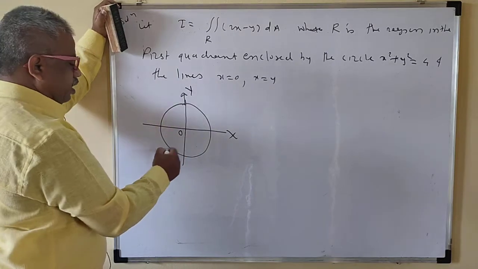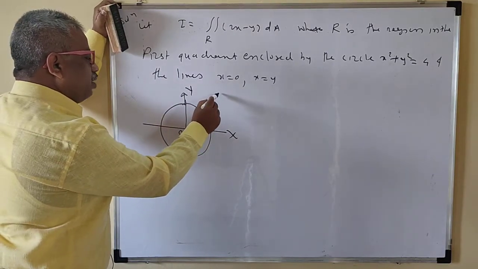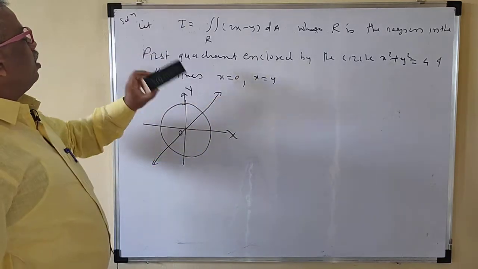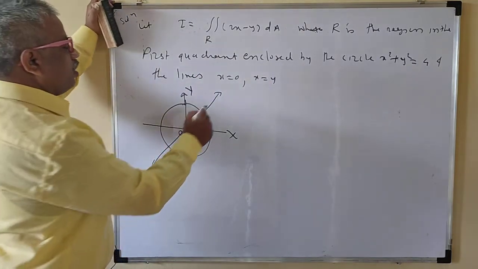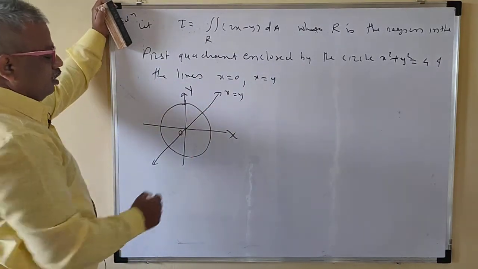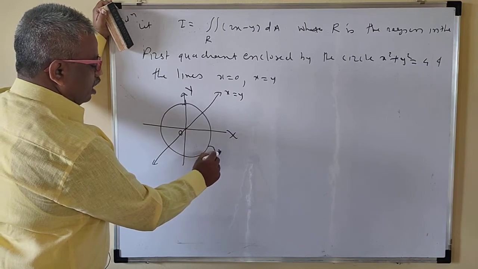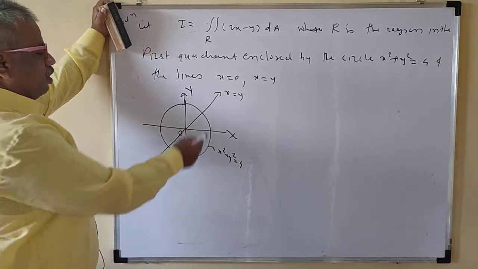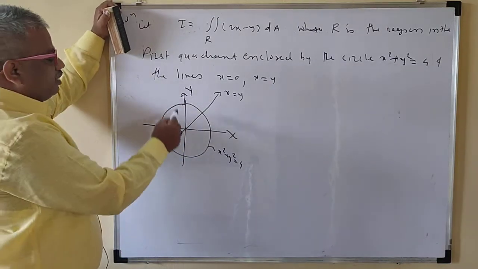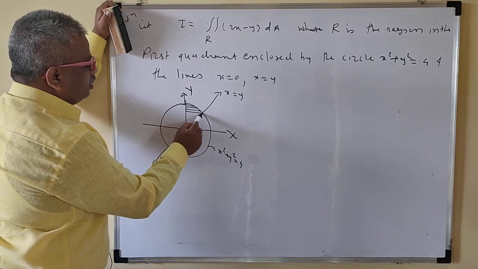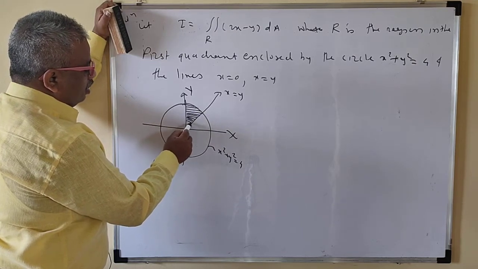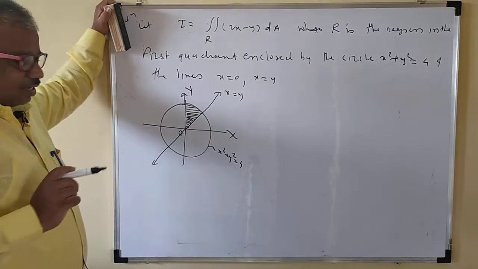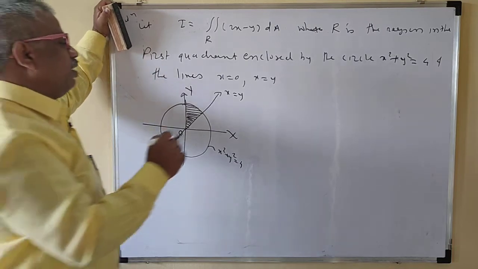Now we have to draw this line, x is equal to y. You know that x is equal to y bisects the first and third quadrant. We are interested in the first quadrant. So this is your x is equal to y, and this is your circle, x square plus y square is equal to 4. Now what region is bounded by the circle, x is equal to 0 meaning the y axis? So this is your region of integration. Okay, so this is a sector. Now we will write the limits of this one.